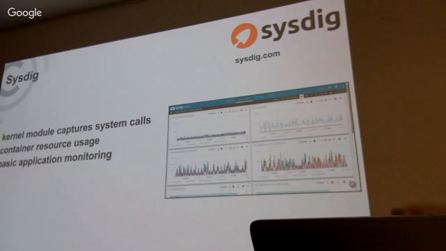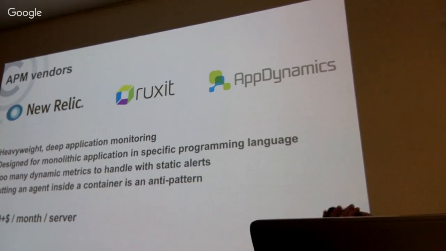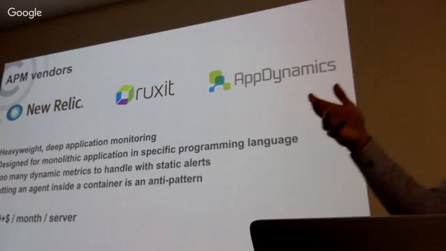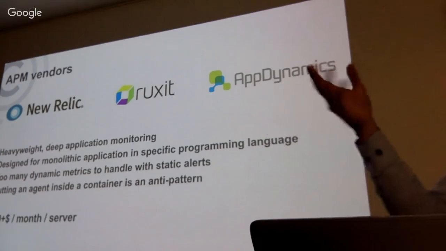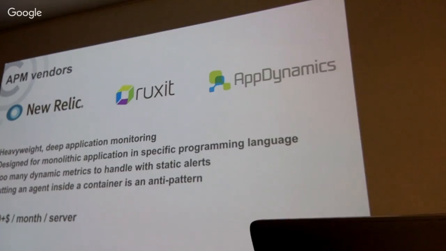Sysdig also offers, let's say, the traditional resource monitoring and also some basic application monitoring. Now, you probably all know the traditional APM vendors like New Relic. I think New Relic is probably the most popular one. These tools were all built for traditional monolithic applications. They have a heavyweight agent that gets into your application stack and allows you to understand what's happening inside your code. If you have a Java application, you can see how much time you are spending in a specific function, which made a lot of sense in our big, complex, monolithic applications.